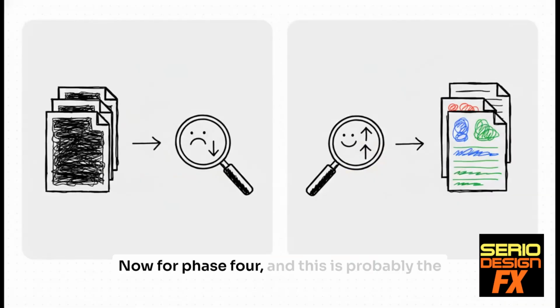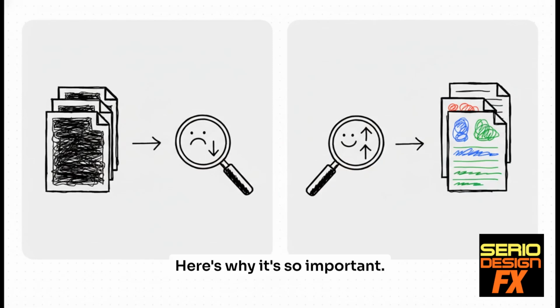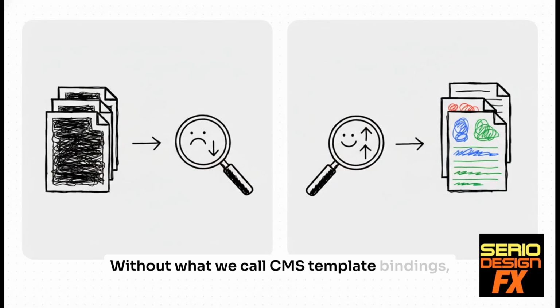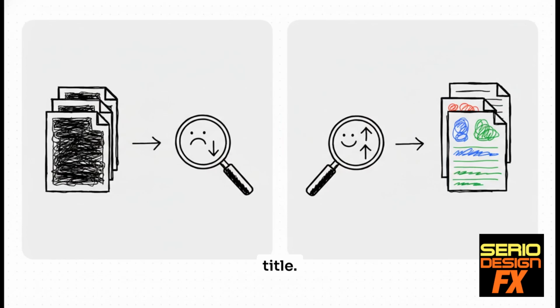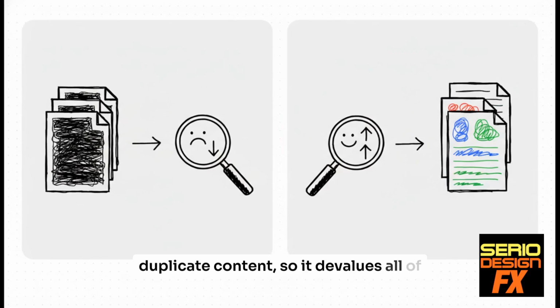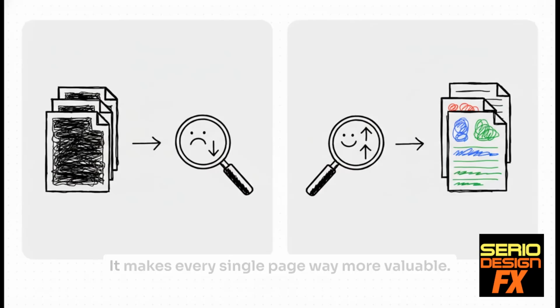Now for phase 4. And this is probably the most advanced step. Here's why it's so important. Without what we call CMS template bindings, every single project or blog post in a collection gets the exact same generic SEO title. Google sees all that and just thinks it's duplicate content, so it devalues all of them. But after we fix it, every single item gets its own unique, dynamic SEO data. It makes every single page way more valuable.